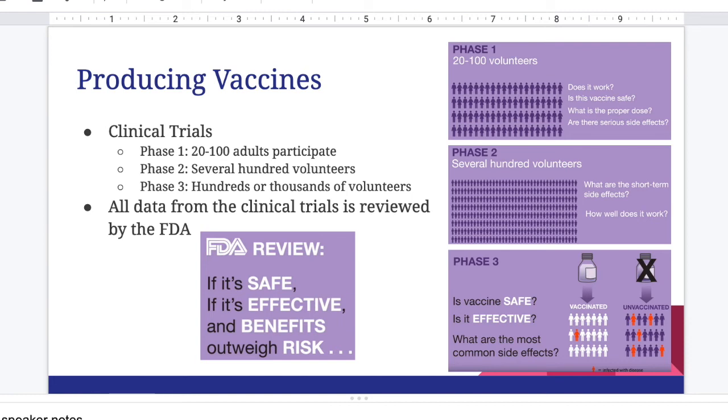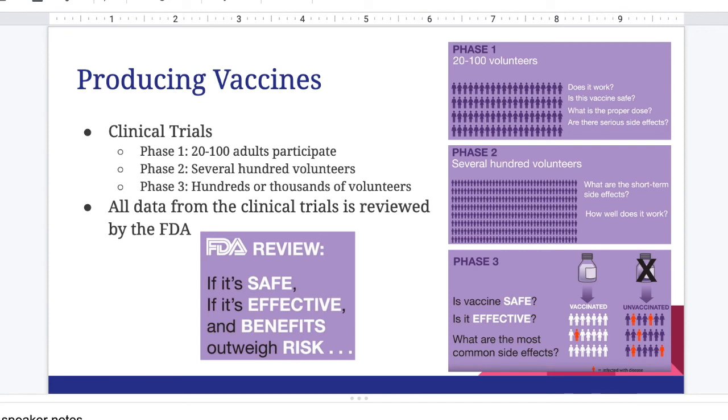And what the FDA is doing in their review is they're looking through the data from the companies to see if it's safe, is the vaccine effective, and if the benefits outweigh the risk. So do the benefits of getting the vaccine outweigh the risk of potential side effects, or is it better to get the vaccine and risk getting side effects, or is it better to not get the vaccine at all and get the disease?